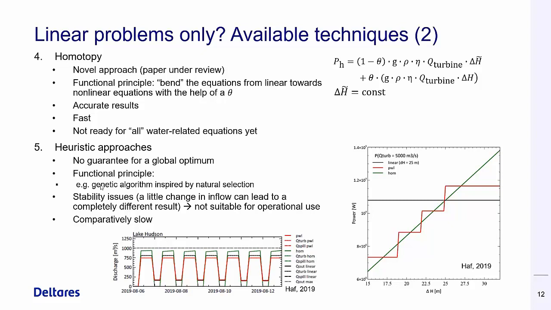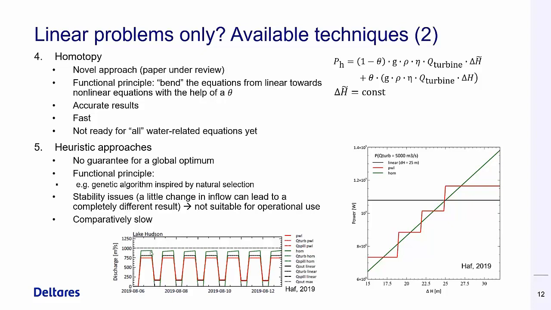They are very frequently used, but the fact that they don't guarantee a global optimum means that we might run into stability issues. A little change in the inflow towards a reservoir can lead to a completely different optimization result. So we say this is not really suitable for operational use, where we use the optimization during daily duty for reservoir operations. And they are also comparatively slow. Usually the gradient type optimizations are much faster. But here are some examples about the homotopy.